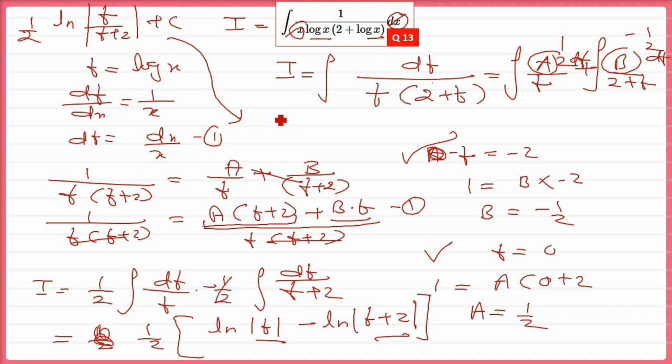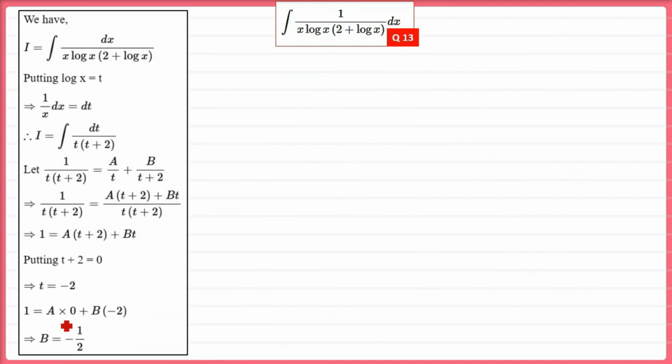Now I'm just writing here because I just want to complete this in this screen only. Half ln modulus of, now t was taken initially, remember, it was log x. So replace t by log x now. The log x divided by log x plus 2, and plus a constant of integration. This is your integration I.